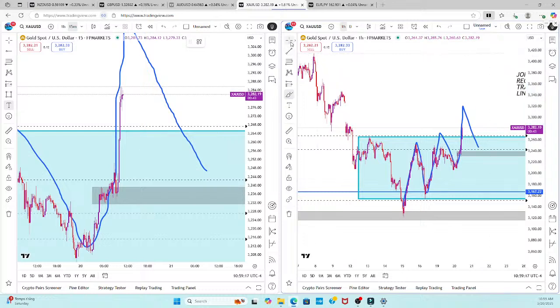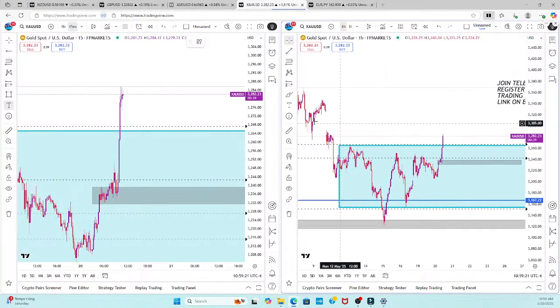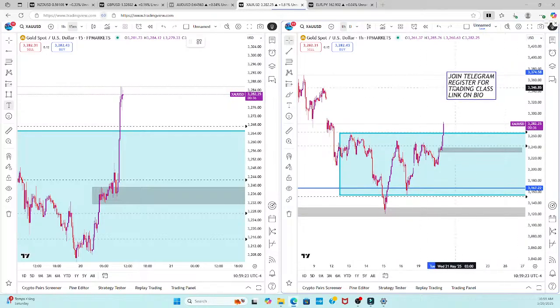So that's pretty much it for gold. Look for opportunities to go long at those price levels that I talked about.